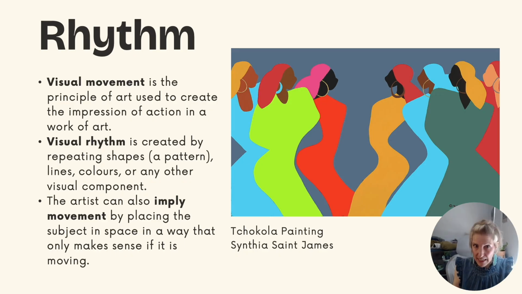Now, visual movement is the principle of art used to create the impression of action in a work of art. Visual rhythm is created by repeating shapes, a pattern, lines, colors, or any other visual component, so repetition is part of this. The artist can also imply movement by placing the subject in space in a way that only makes sense if it's moving. If we look at this painting to the right by Cynthia St. James, how do you think the artist has used different components to create a sense of visual rhythm?